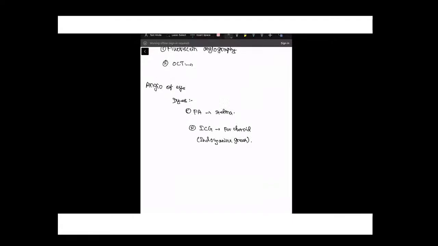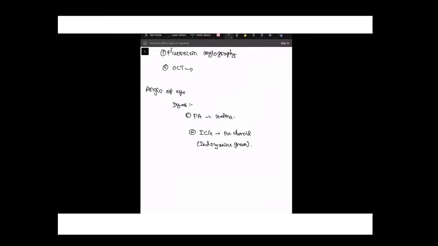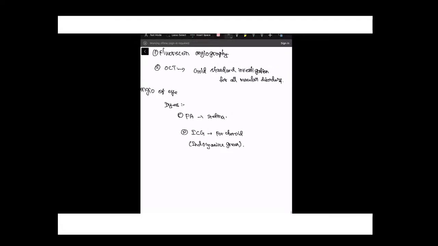OCT is the gold standard investigation for all macular disorders.